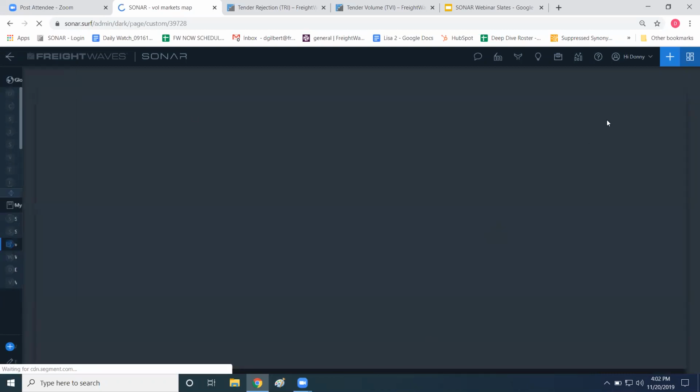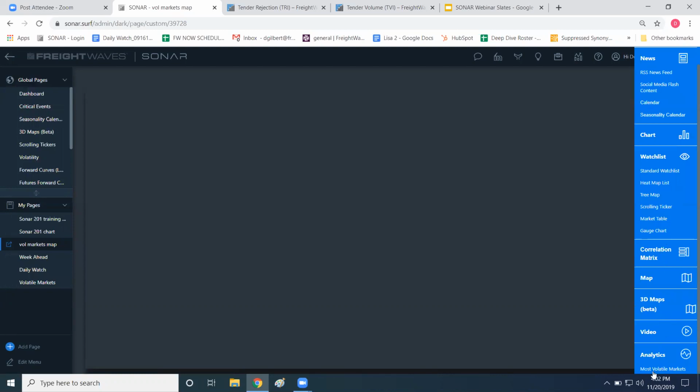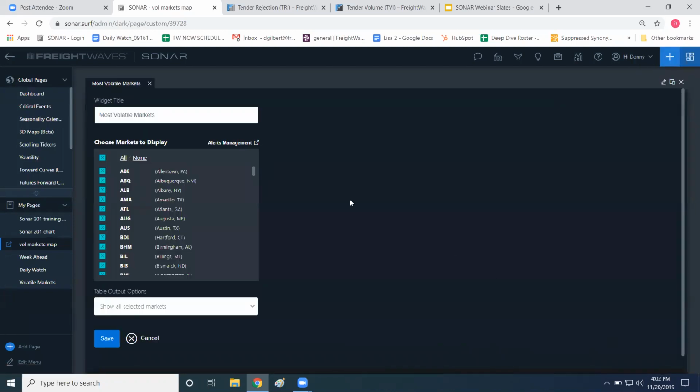Creating a new page, it'll come up blank. Go to my plus sign here and scroll down at the very bottom, most volatile markets map. These are all selected. I'm going to keep them all selected, and I'm going to save it.